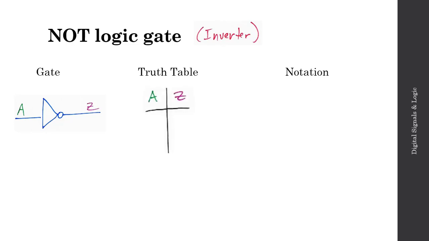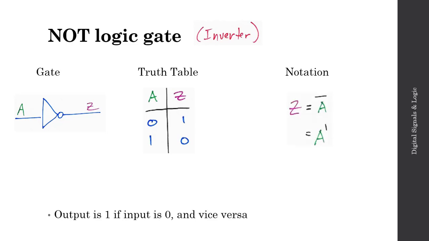Now remember, the truth table is an exhaustive listing of the inputs and outputs. Well, in this case, a digital signal A can either be 0 or 1, right? Low or high. So our inputs, A, will be 0 and 1, and it's a NOT logic gate. It's inverting the input, so the outputs will be 1 and 0. So anytime A is low, Z will be high. Anytime A is high, Z will be low. So the output, Z, is going to be 1 if the input is 0, and vice versa. Now in terms of notation, we're typically writing the performance of the NOT gate. We'll say Z equals A bar, or it's also written as A prime.